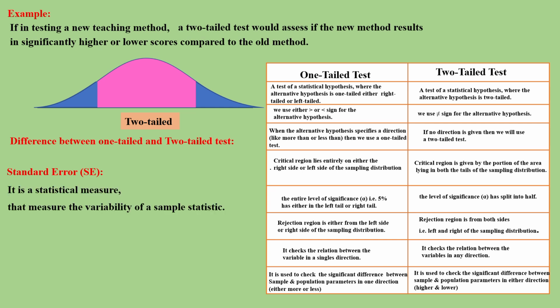Standard error, that is denoted by SE. It is a statistical measure of the variability of a sample statistic. It indicates how much the sample statistic is likely to vary from the true population value. Suppose the true mean is 55 and we are using some samples, then we are getting 55.2 or 54.9, then the variation of 0.1 or 0.2, that is the standard error, right?